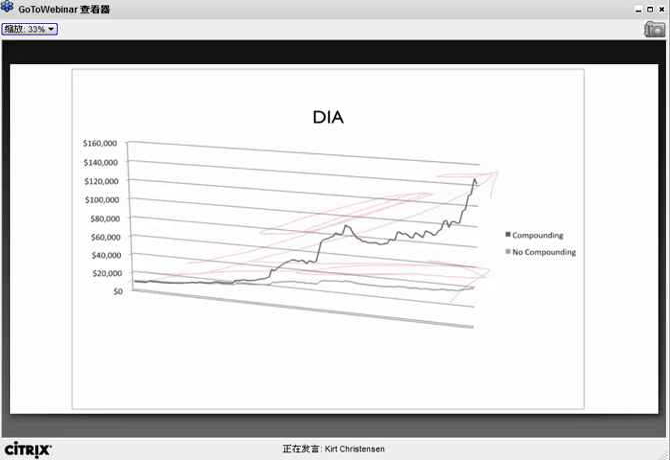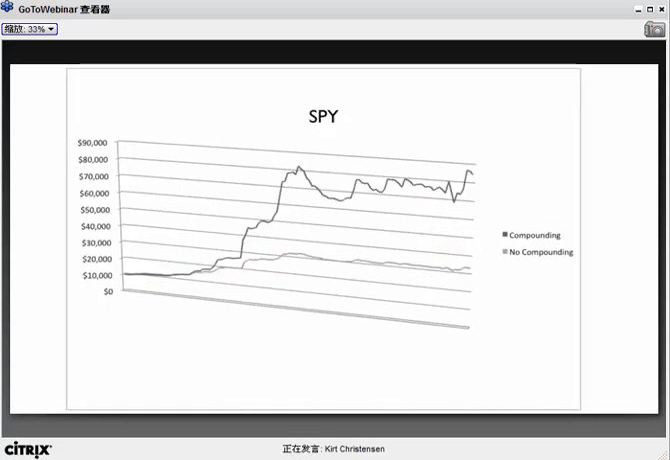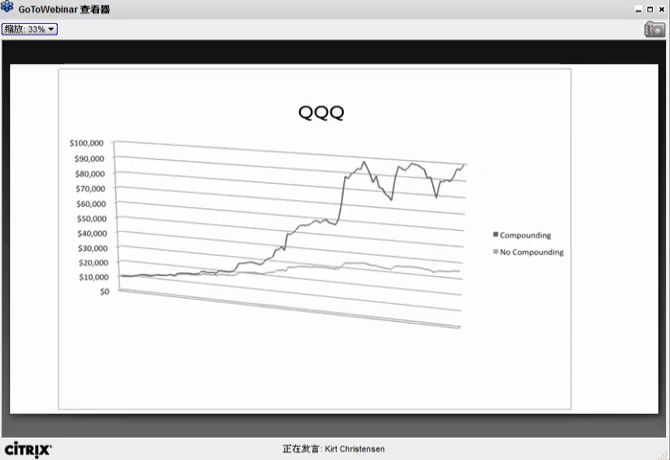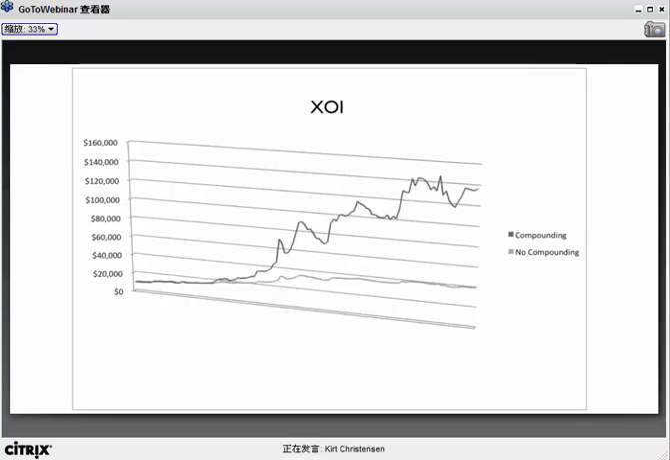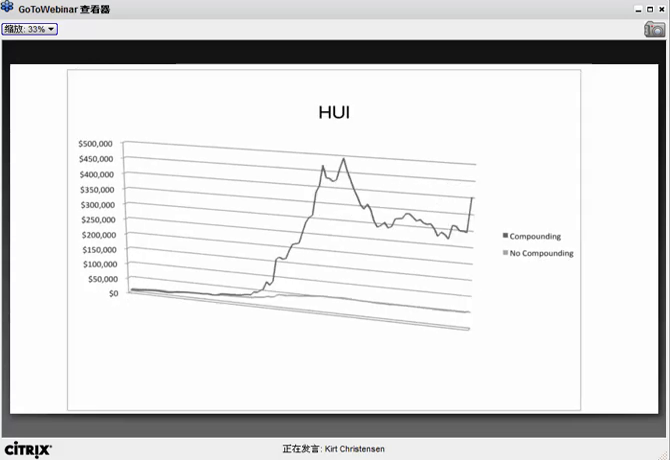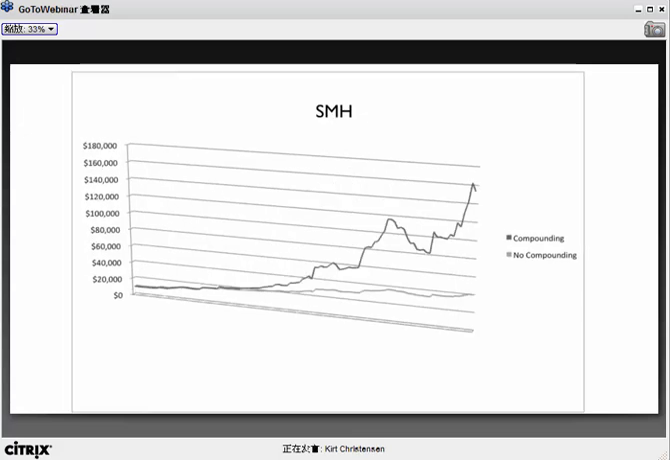So everything that we show you is going to be both compounded and non-compounded. To get those numbers for you again, on the DIA with compounding, $10,000 turned into about 140,000. On the SPY, it turned into about 85,000. On the NASDAQ Tech Index, it turned into nearly 100,000. On the financial index, about 950,000. On the oil index, about 140,000. On the gold index, about 400,000. The real estate index turned into about 160,000.